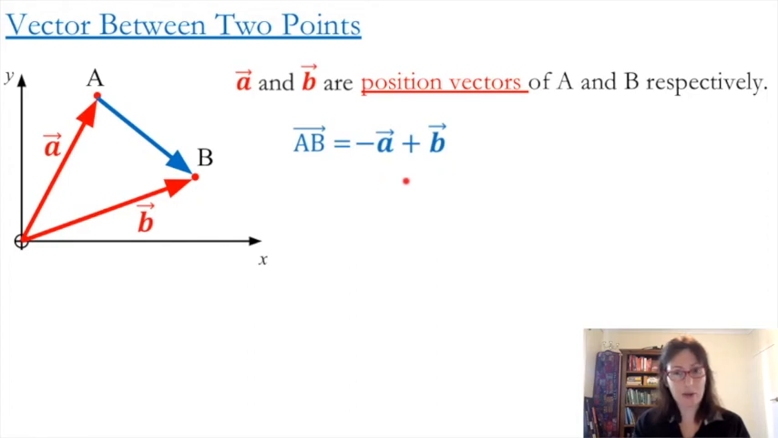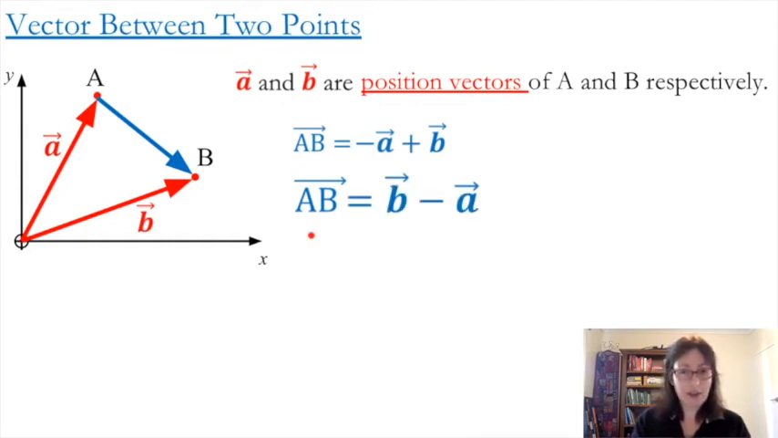So that's how we would get the vector AB. Or how could we rewrite that in a slightly different way? If we put B first. So noticing here, if you have the vector AB, that's the vector of B relative to A. So A is where you start. You're actually taking the B part first and subtracting off A.